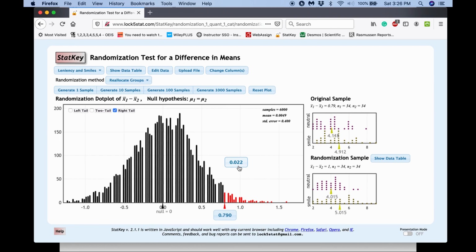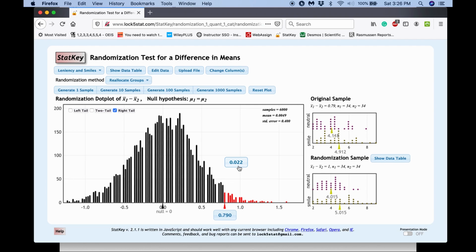It's less than alpha. And so we would reject the null hypothesis and support the alternative hypothesis. If alpha is equal to 5%, our p-value here at 2.2% is still less than alpha. So even at alpha equals 5%, we're going to reject the null hypothesis and support the alternative.